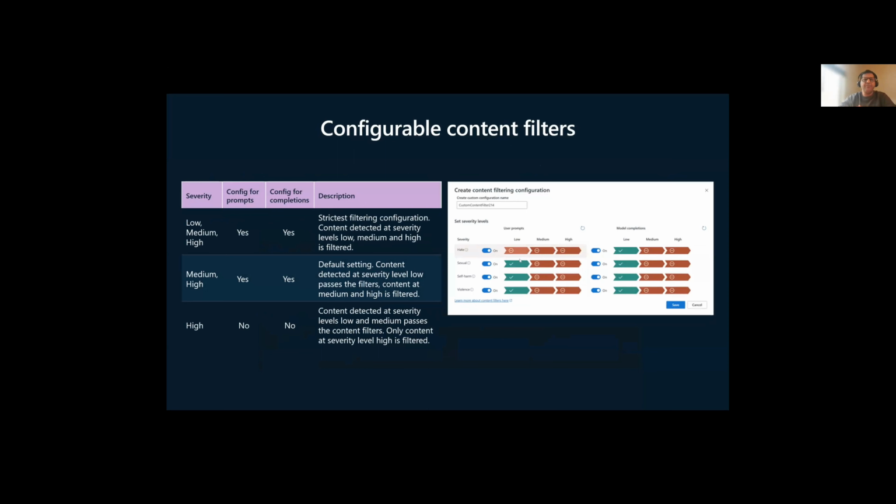So when you're talking about content filtering for the large language models, this is all configurable, as I showed you. For example, if it is set to low, then it will detect content at severity low, medium, and high. But if you set it to high, then content at severity levels low and medium is not filtered, and only high is detected. So as you configure that according to your risk appetite, you can use them, right?